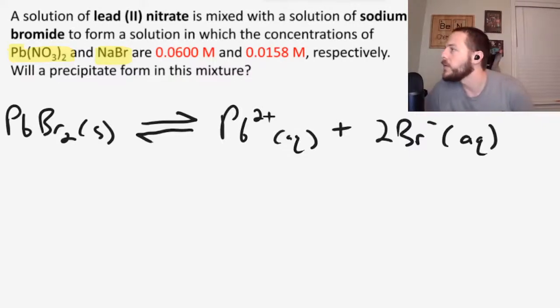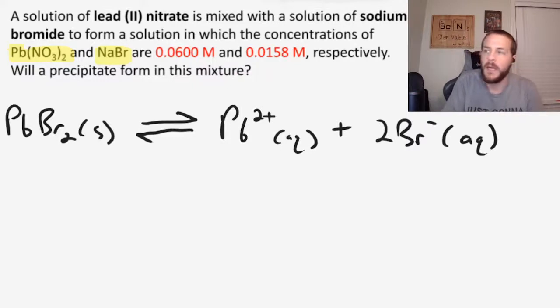And so allow me to just briefly look up the Ksp value for this lead(II) bromide here. So Ksp for lead(II) bromide. Again, these are just things that you can Google. You can find them online. You can look them up in your chemistry textbook. And I'm looking it up online right now. So the Ksp for lead(II) bromide happens to be, where is it? Okay, 4.0 times 10 to the minus 5.